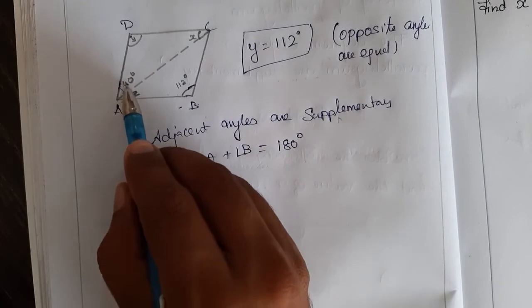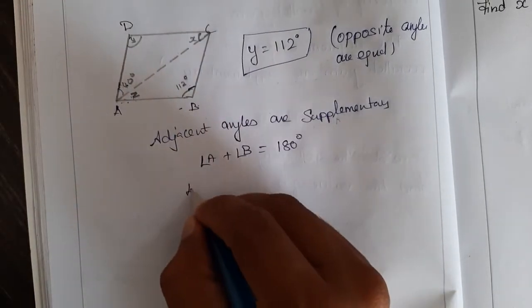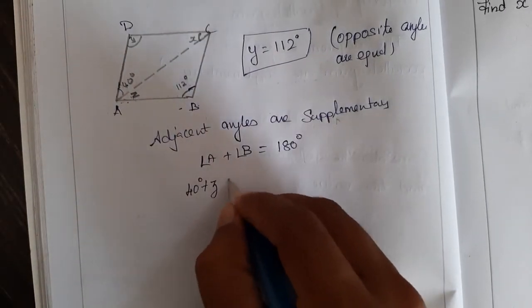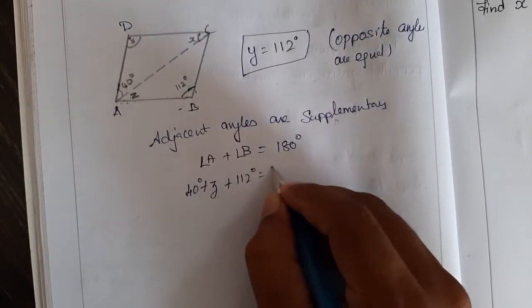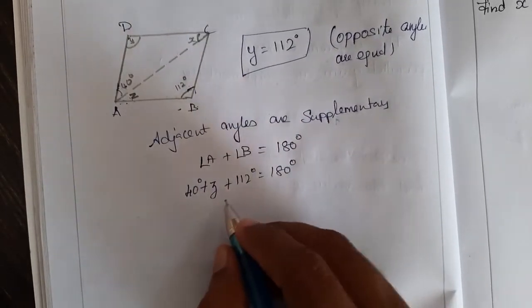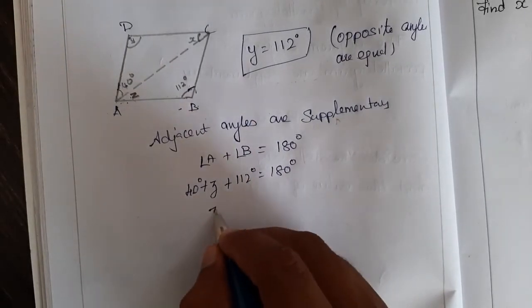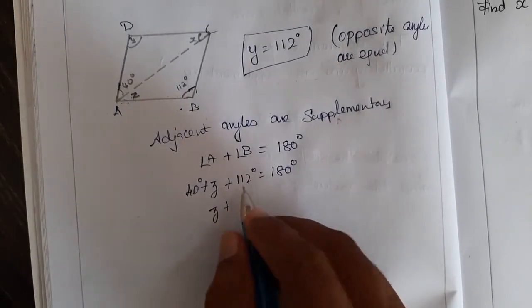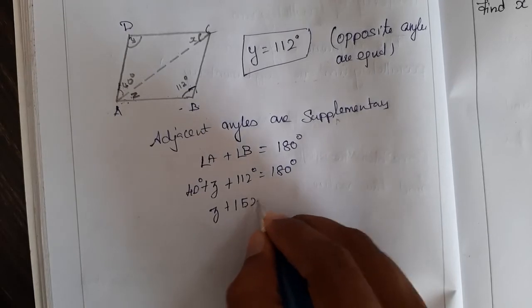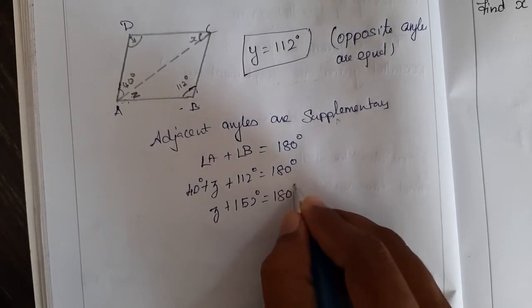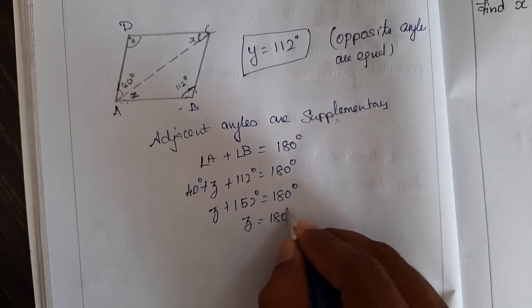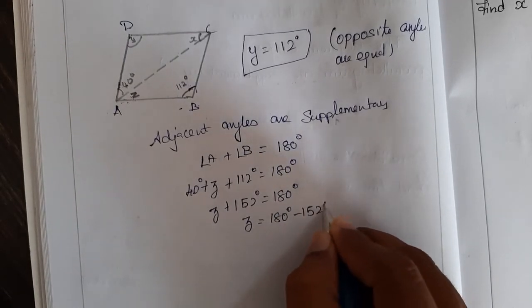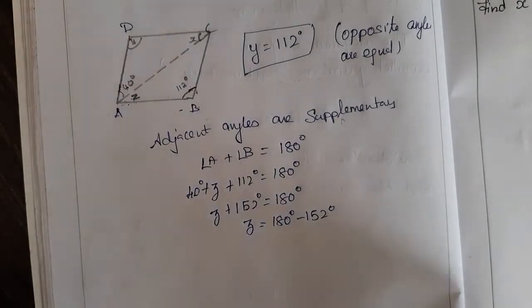It's the total angle, right? 40 plus Z. So 40 degrees plus Z plus angle B, which is 112 degrees, is equal to 180 degrees. So 40 plus 112 is 152 degrees, which is equal to 180 degrees minus Z. So Z is equal to 180 degrees minus 152 degrees. It's 28 degrees.